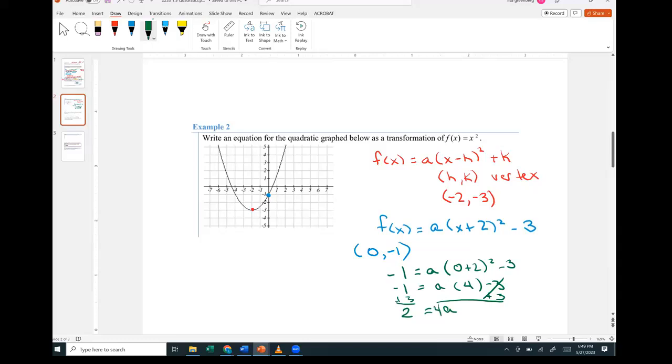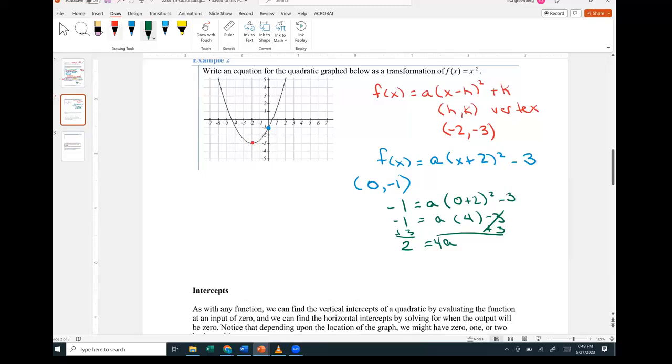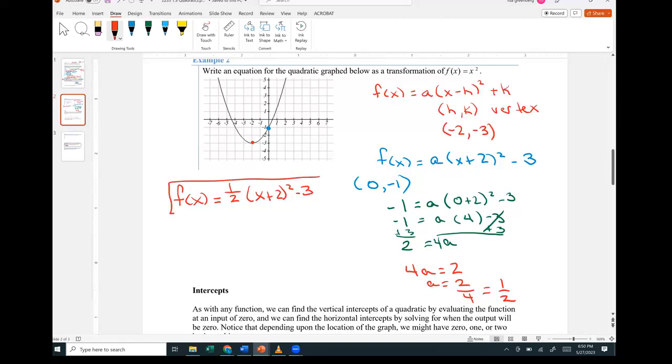So what do I have? I have 4a equals 2, a equals 2/4, which equals 1/2. So my final answer would be f of x equals 1/2 times x plus 2 squared minus 3. And that's basically how we find an equation for a graph that's quadratic. Okay?